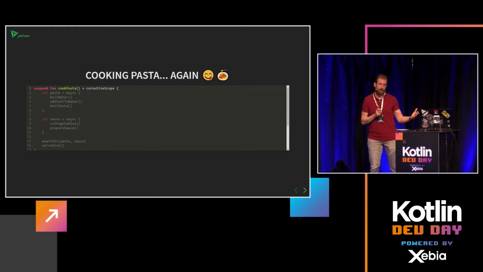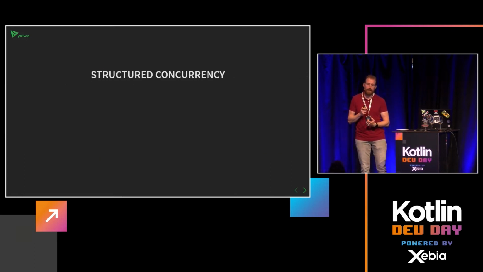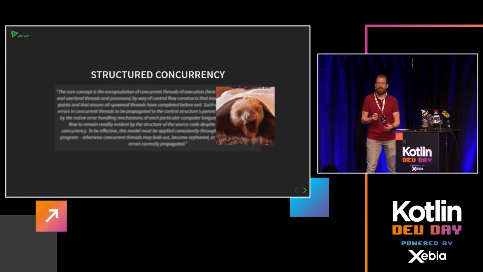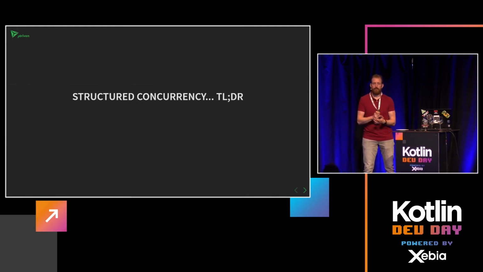I've talked about the suspend function, so the other part was the coroutine scope. So what's a coroutine scope? To explain that, I need to explain the concept of structured concurrency. Structured concurrency has a pretty big definition. I'm not going to bore you with another definition, so I'm just going to give you the short version.